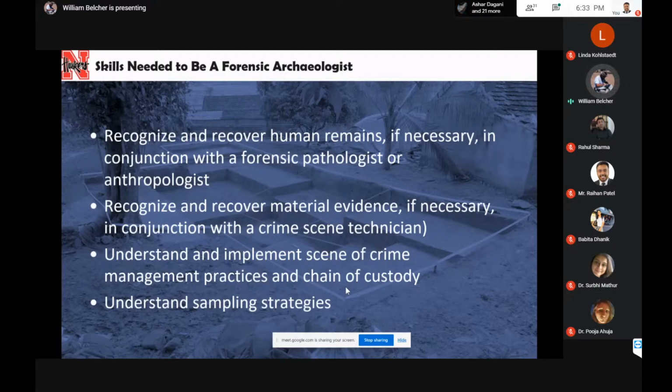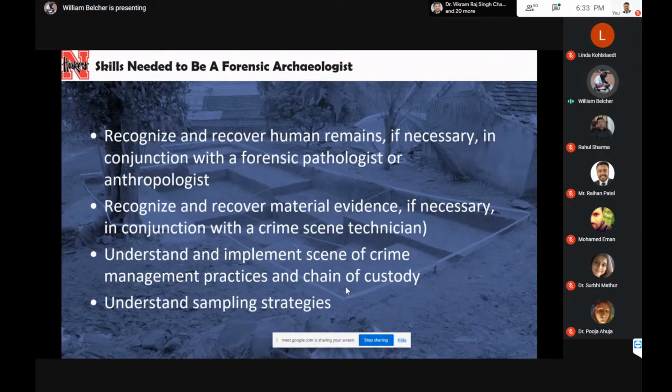Oftentimes you just need to have a basic understanding of human skeletal or human osteology. We want to be able to recognize and recover material evidence in conjunction with a crime scene technician. And then we want to understand and implement crime scene management, not allowing everybody in there, as well as the chain of custody, and understanding sampling strategy.